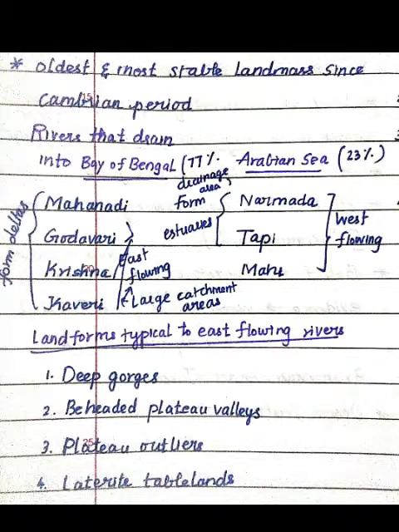The landforms which are typical only to the east flowing rivers are deep gorges, beheaded plateau valleys, plateau outliers, and laterite tablelands. These landforms are typical only to the east flowing rivers such as Mahanadi, Godavari, Krishna and Kaveri.